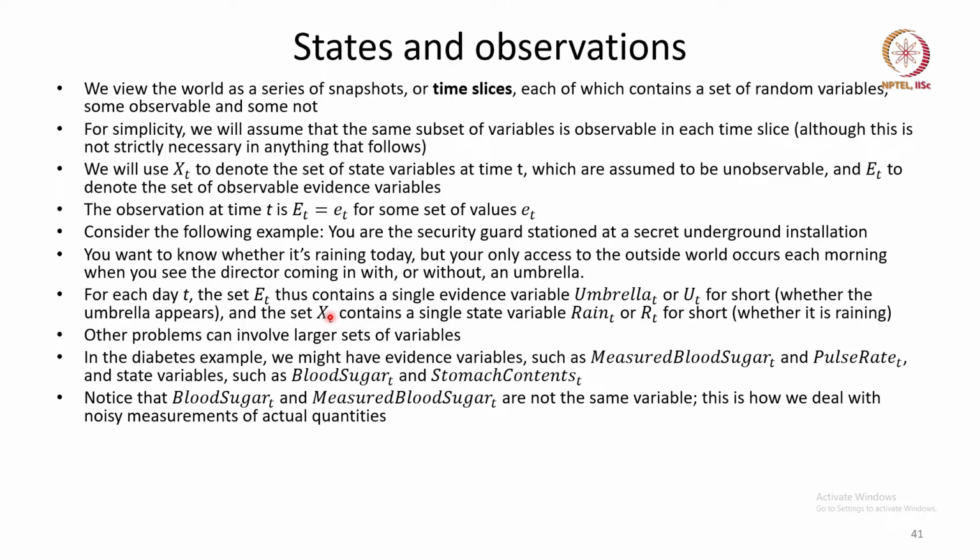There may be problems which involve larger sets of variables, but this is a very simple, easy to understand example. For example, in the diabetes example, we may have evidence variables such as the measured blood sugar and the pulse rate, even things like BP, whatever you are measuring. Those are the evidence variables. And the state variables are things like blood sugar, stomach contents, etc.